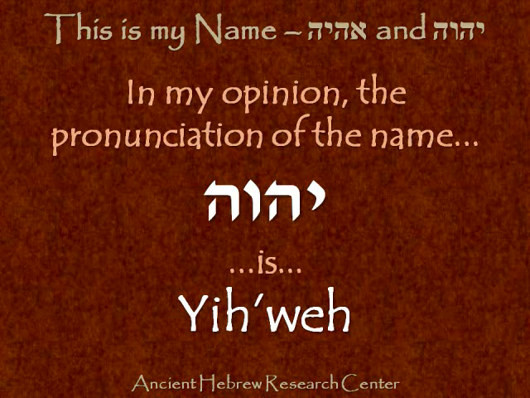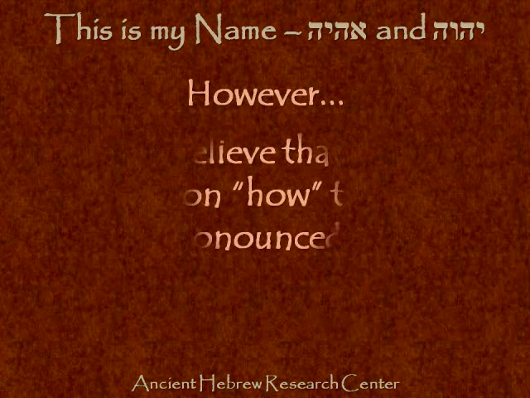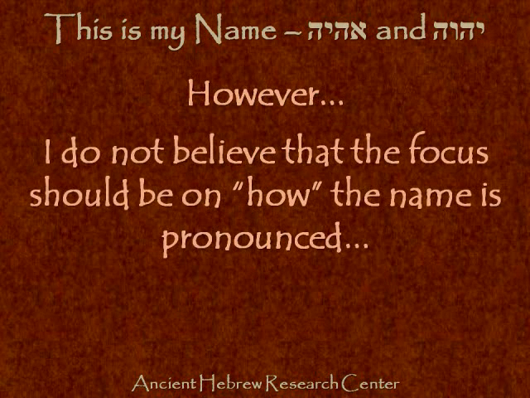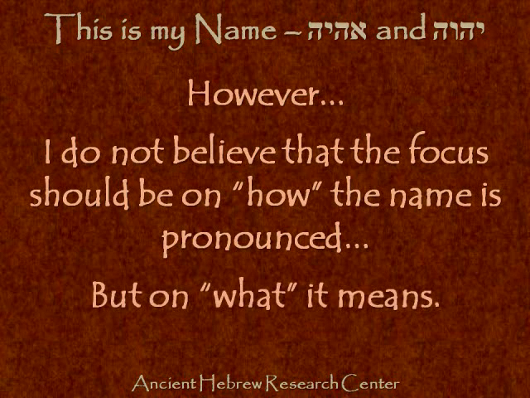Another piece of evidence is that Arabic, which is almost identical to Hebrew in its alphabet, does not have a Vav, it has a Wa, and it's pronounced with a W. It's possible that the V sound may have come from a Germanic European influence. So rather than Yehveh, it would be Yehweh. However, I do not believe that the focus should be on how the name is pronounced, but instead on what that name means.